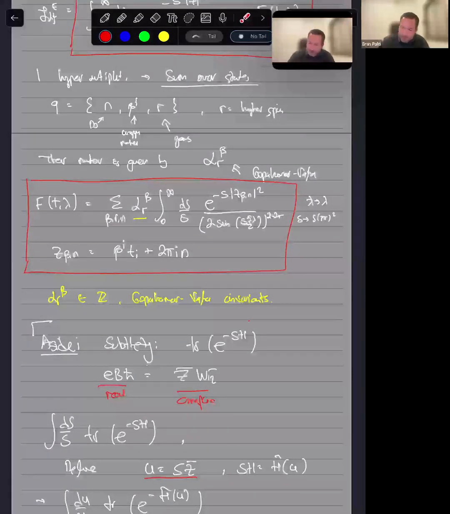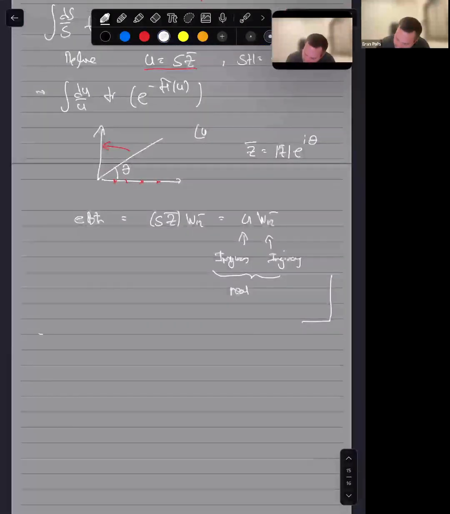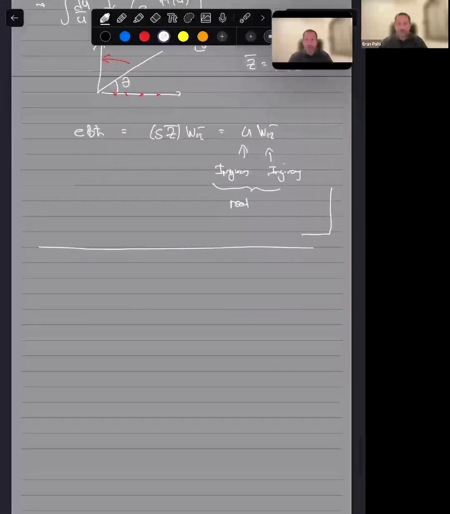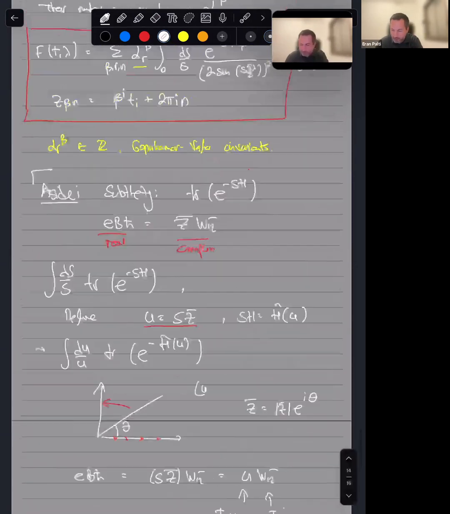Okay, so let me write out again the formula that we got to. Are there any questions, by the way? No. Okay, then let me write out again the formula that we got to, and we'll go through the different things in it again. The formula that we find after the integrating out calculation is this.